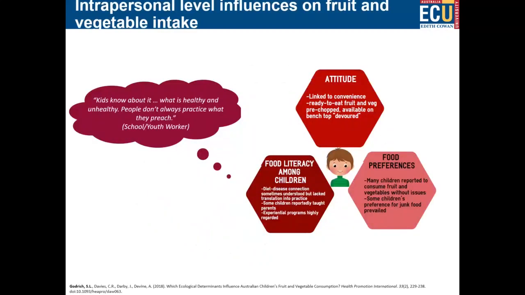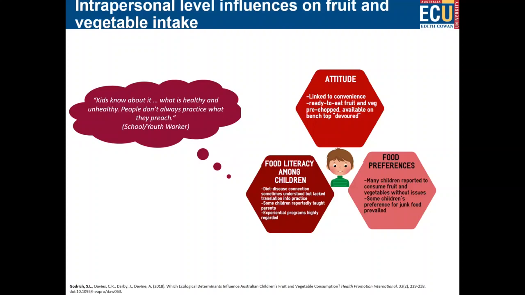So we conducted a study looking at these various levels of influence on children's fruit and vegetable intake. At the individual or intrapersonal level, we found attitude, children's own nutrition knowledge and cooking skills, and their food preferences were key drivers of fruit and vegetable intake. In terms of attitude, it was quite heavily linked to convenience. If there was ready-to-eat fruit and veggies available, children were reportedly more likely to consume them.